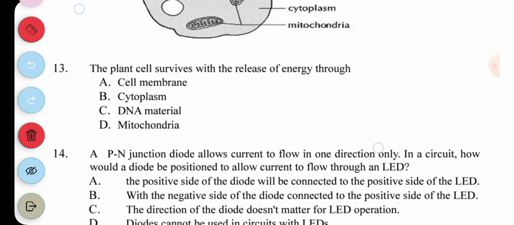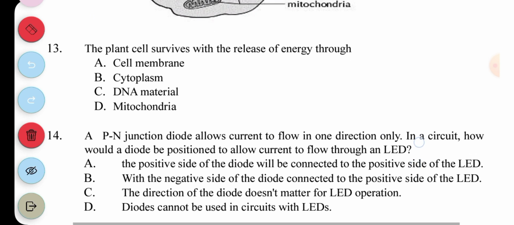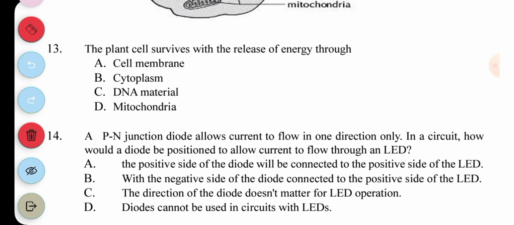14. A PN junction diode allows current to flow in one direction only. In a circuit, how would a diode be positioned to allow current to flow through an LED? A, the positive side of the diode will be connected to the positive side of the LED. B, with the negative side of the diode connected to the positive side of the LED.